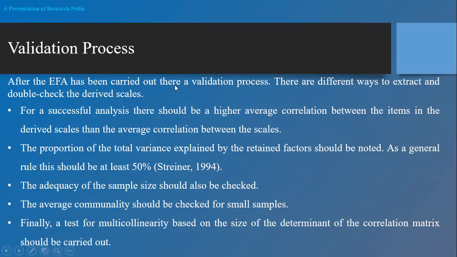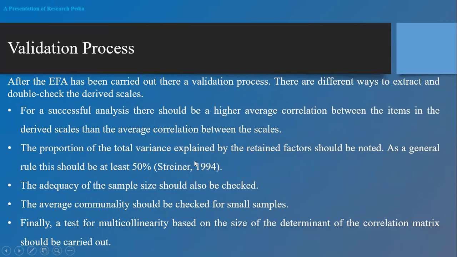Now this is the validation process that we will also follow. We will read this validation process now and we will apply the procedure. After the EFA has been carried out, there is a validation process. There are different ways to extract and double-check the derived scales. For a successful analysis, there should be a higher average correlation between the items in the derived scales than the average correlation between the scales.